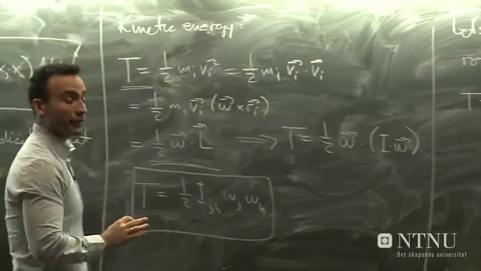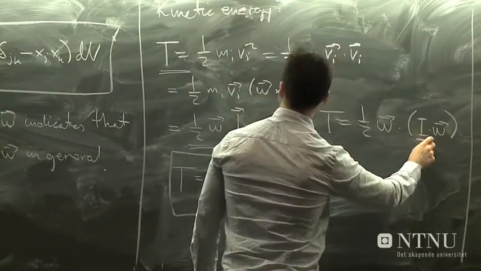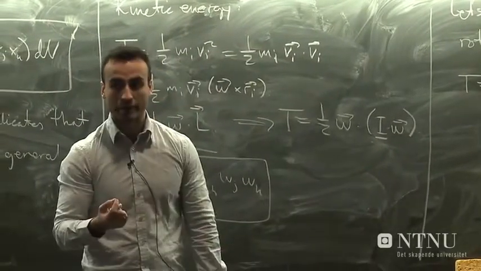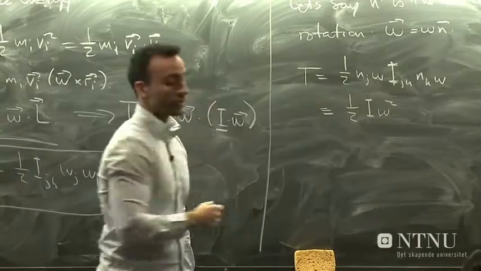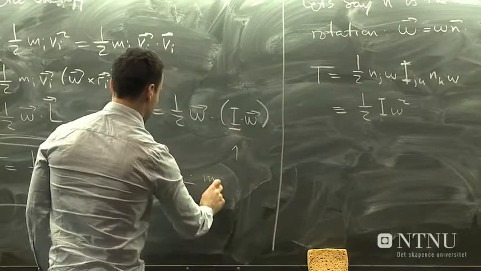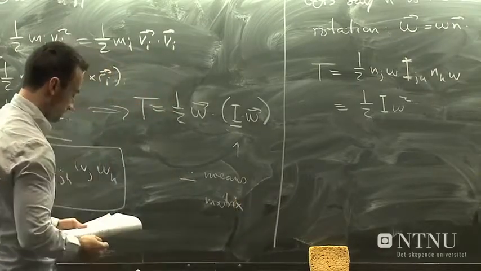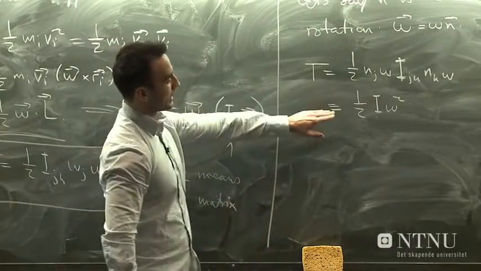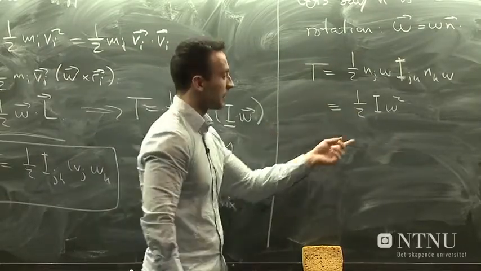I realize now I should have used a different symbol for the matrix. So let this underscore notation indicate that I is a matrix. And here, I is just a scalar. So by writing the kinetic energy in this way, we can relate T to 1/2 I omega squared, where I've introduced this quantity I.